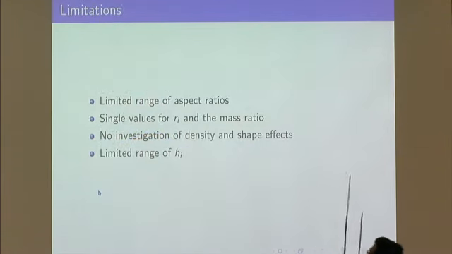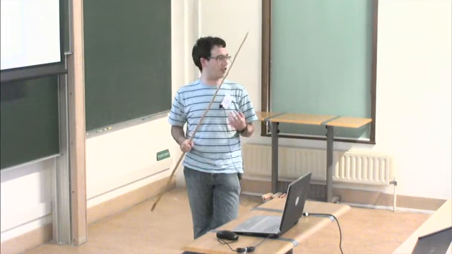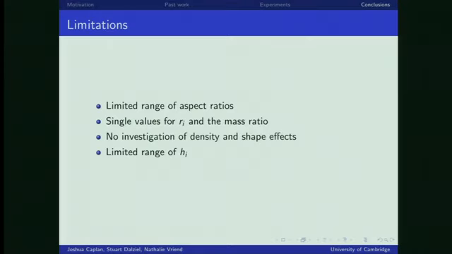Limitations of what I've been doing: I've only got a limited range of aspect ratios. So for smaller ones, it might be different. For even taller ones, different. Only one value of the initial radius, so I can't confirm that the scaling of the spreading velocity is what I think it is. Only one mass ratio between the two layers. If that were different, you might get different behavior. We haven't looked at any of the other possible segregation types from density or shape.